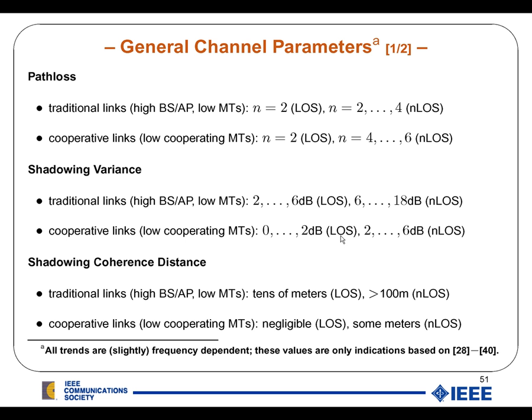I have listed a few general channel parameters which had been compiled from reference 28 till 40. For each of them, I will give figures for the traditional links, which is from a high base station or access point down to a lower embedded mobile terminal, and then for the cooperative links, where you have cooperative terminals embedded in clutter, and they communicate directly with each other.